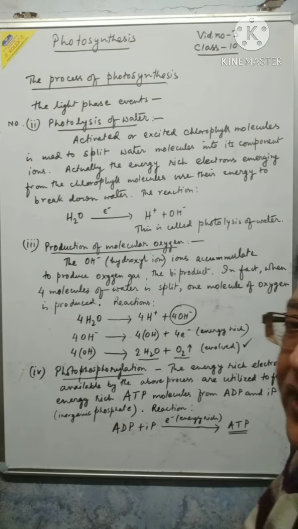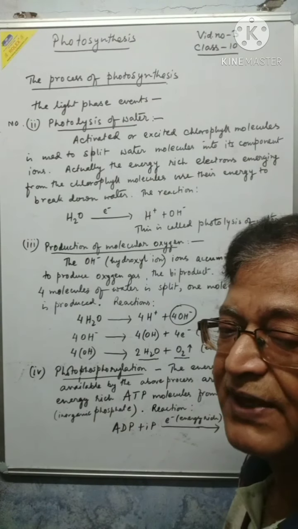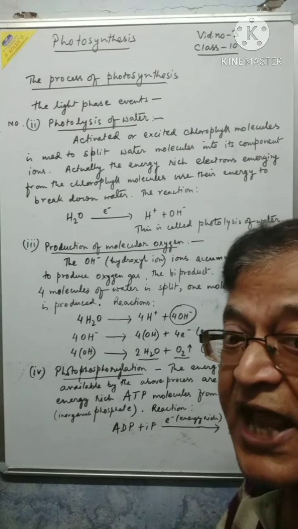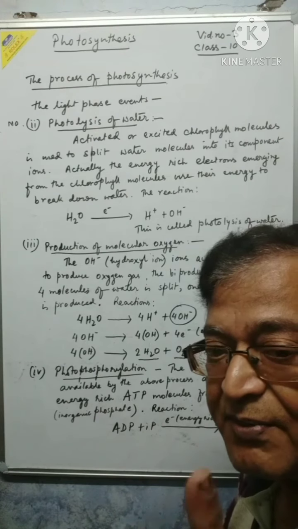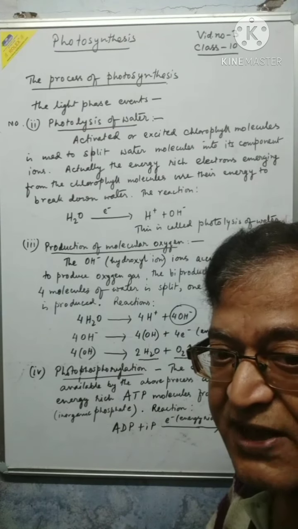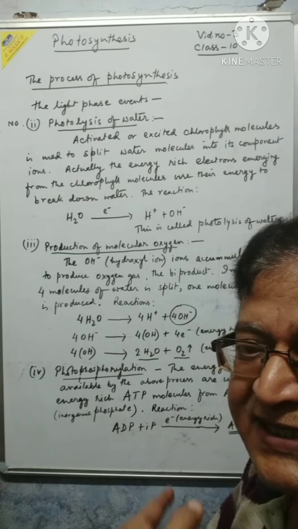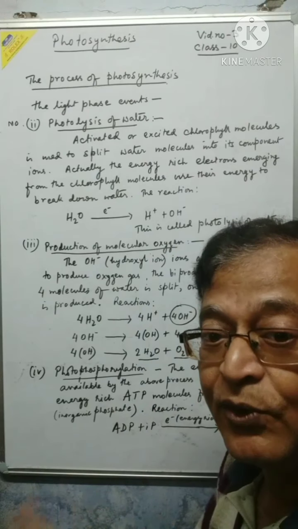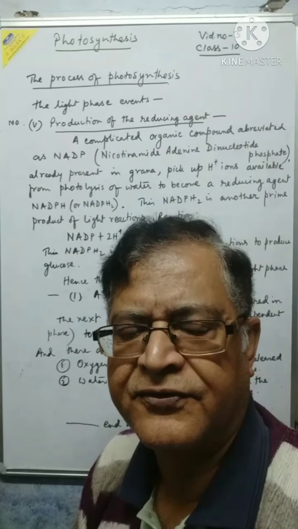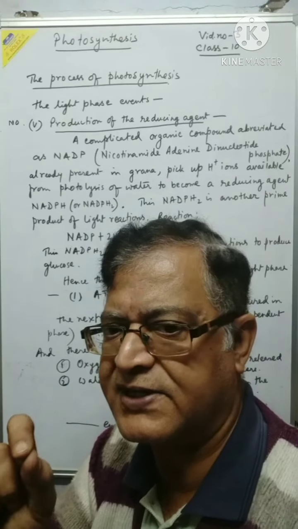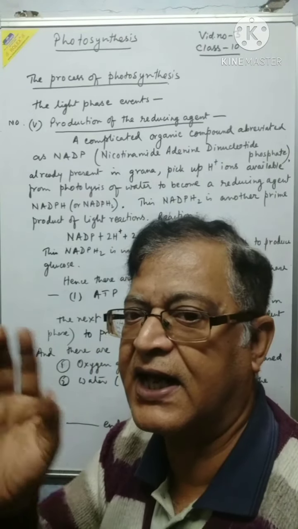This is another important event that is taking place in the light phase, called photophosphorylation. Because of this phase, you remember the chemiosmotic theory has been established, because ATP is available prior to the availability of glucose. And the fifth event, though it does not take place sequentially at the last of the other four events, takes place simultaneously.